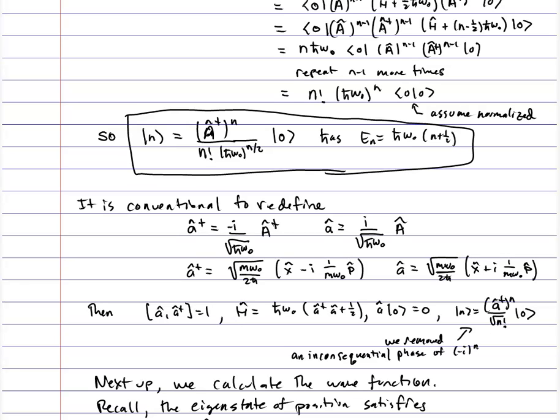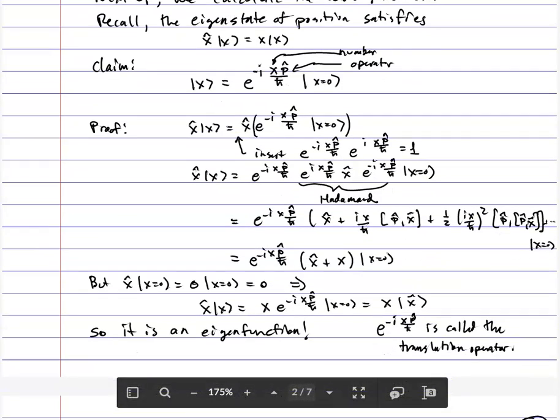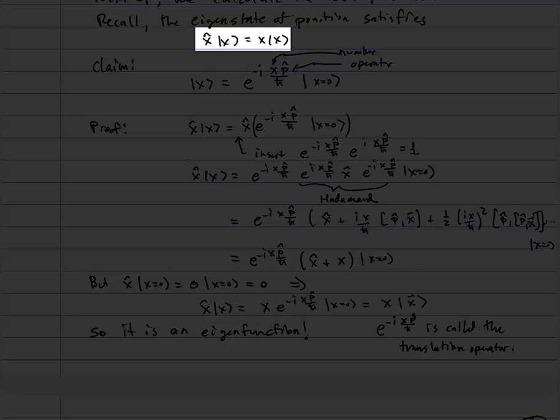All right, our next thing that we're going to do is calculate the wave function. So let's get ready to do that. In order to do that, we need to recall that the eigenstate of position satisfies x operator acting on an eigenstate of position ket x is equal to x number times ket x. I'm using the value of the eigenvalue under the position operator to be the label of the ket that corresponds to the eigenstate. This is a notation that you should be familiar with, but it's very easy to get lost in what is an operator, what is a number, other things like that.